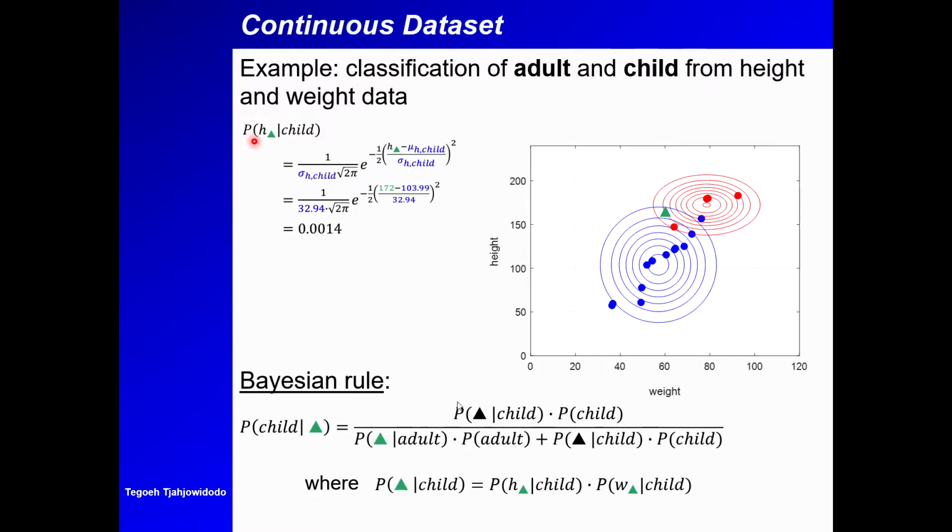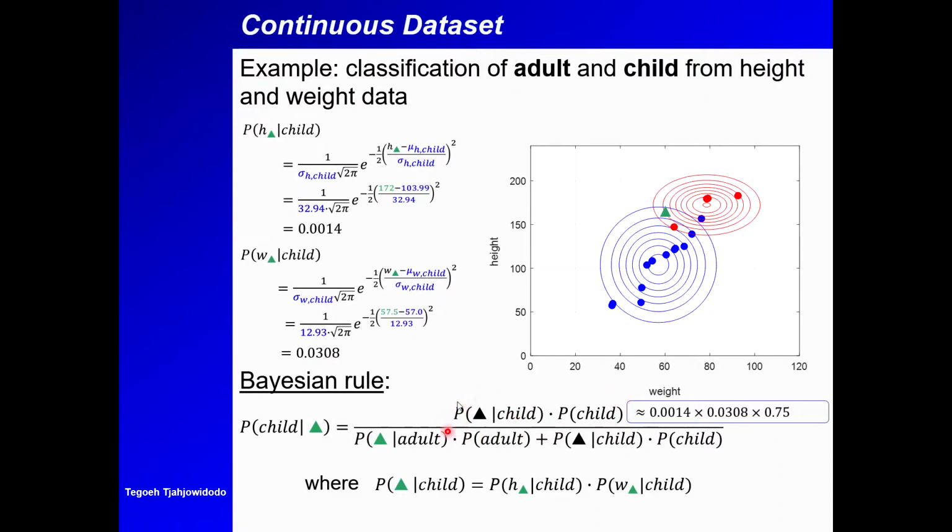So the probability density of the height of the new individual given this child, we can calculate with this function. We have already calculated the mean value and the standard deviation. So we can calculate the probability density of the height of this new individual given it is a child, and it will be equal to 0.0014 after you calculate it. And then I do the same thing for this probability density, to be precise. It will be equal to 0.0308. Okay, and then I can calculate the numerator part of this probability value, which will be equal to 0.0014 times 0.0308 times the probability of the child, 75%, the one that we calculated before.